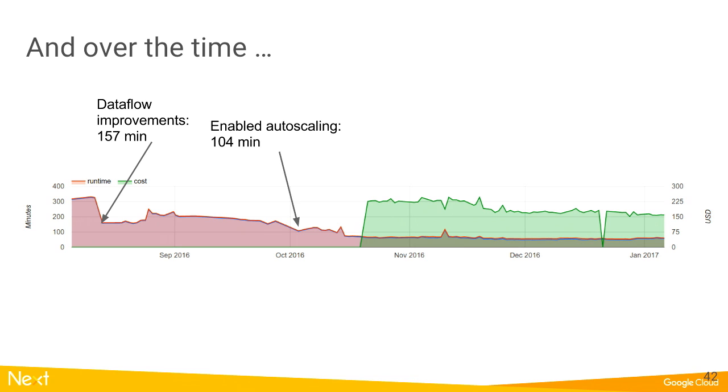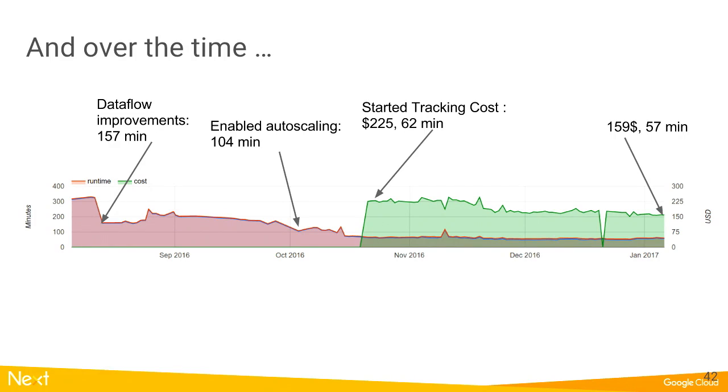Here, we enabled the auto-scaling, and that was another drop in duration time. And then at this time, someone had a brilliant idea that, hey, we are looking at the resource usage in this. What does it mean for the cost? So we started tracking how much the application costs at that point. And I think in that moment, we were running at 62 minutes wall time, and it cost around $225. And at the end of January, we are at 57 minutes, so there was no major reduction in the wall time, but our price is significantly lower.